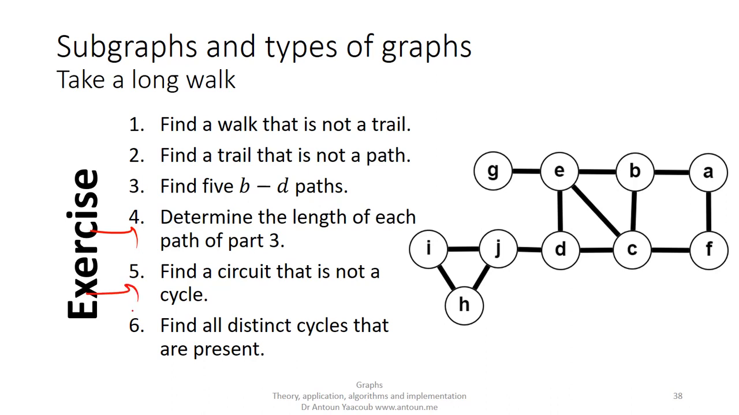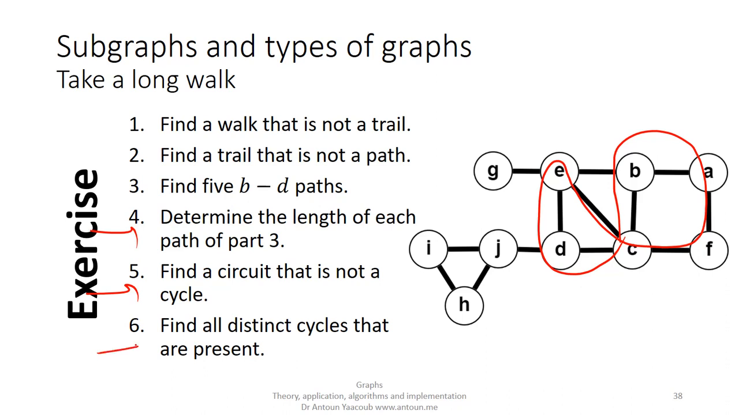So find a circuit that is not a cycle. It means that I need to repeat vertices, but I will not repeat edges. So I can repeat vertices, but I will not repeat edges. I want to go from C to C, and I can repeat vertices. So also there are multiple options. I can go C, B, A, F, C. I can go also E, D, C. So I have made 2 loops. I have visited C multiple times, even if I have a circuit. So I have repeated vertices, but I didn't repeat the edges.